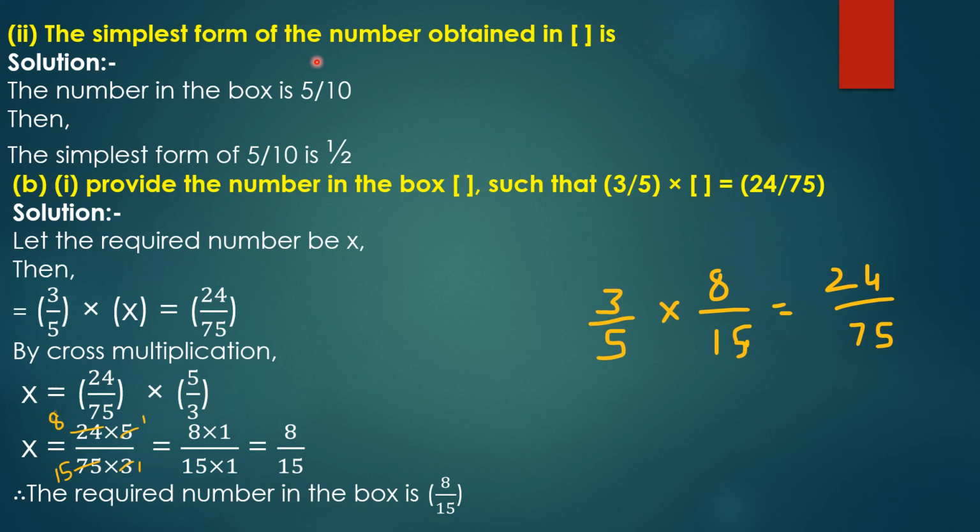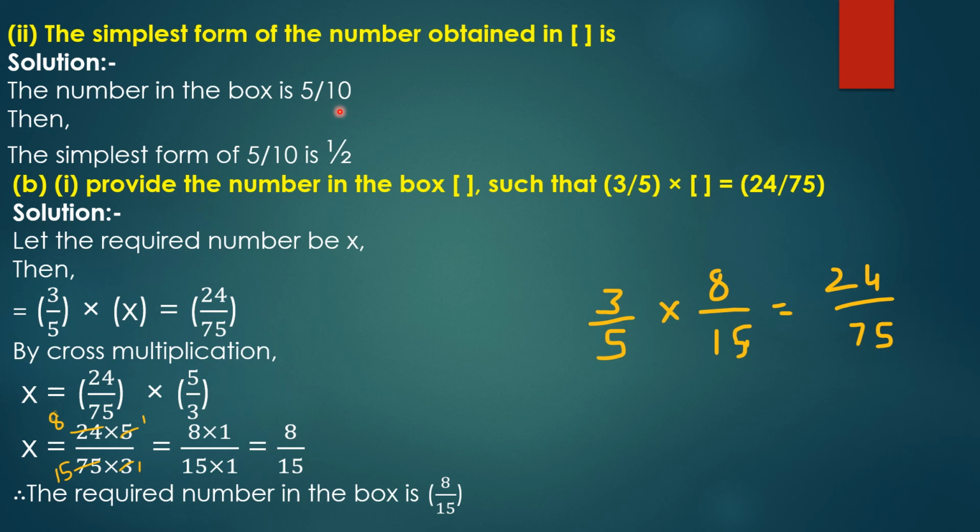The next one, the simplest form of the number obtained in the box in the previous question is, so the number obtained in the box is 5 by 10. So we just have to refer back to the previous question and the answer we obtained, that is 5 by 10. Here they are asking, what is the simplest form of 5 by 10? The simplest form of 5 by 10 is 1 by 2 because 5 ones are 5 and 5 twos are 10. Therefore 1 by 2 is the simplest form of the answer 5 by 10 obtained in the previous question.